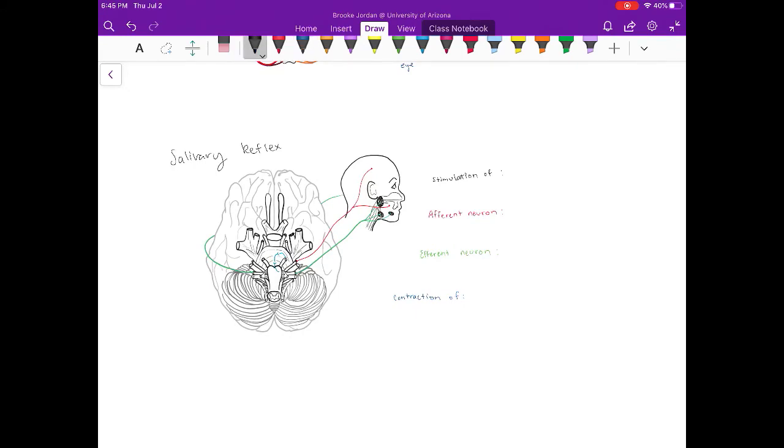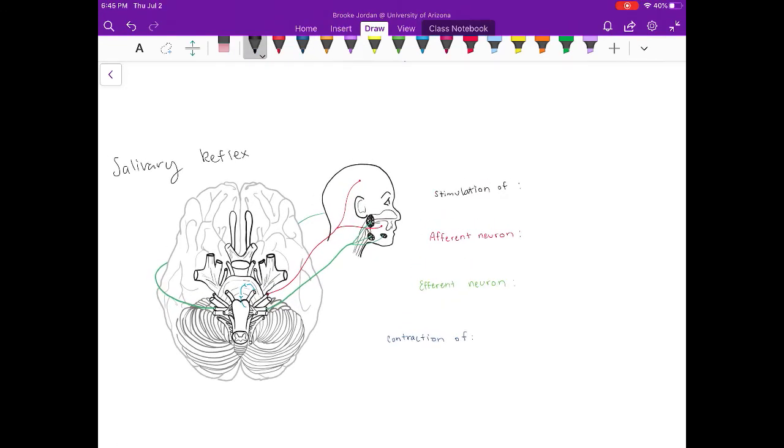Okay, the last reflex we're going to talk about for cranial reflexes is the salivary reflex, and this occurs when you are thinking about food or you have a stimulation of your tongue. So this occurs through cranial nerve number 7, sending signals to cranial nerve number 9, which ultimately leads to the secretion of saliva.